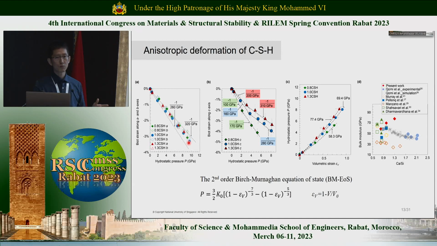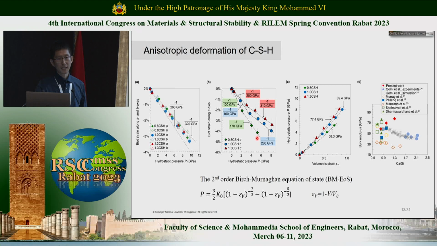We also have many other works showing that even if you include aluminium in the CSH structure, it doesn't change the incompressibility within the plane of CSH. What's really different among different CSH samples is that its incompressibility perpendicular to the plane is very different. It can range, for example, for these red triangles, CSH of a relatively large calcium to silica ratio, 1.3, versus these green ones, calcium to silica ratio of 0.8. The incompressibility can be different by 2 to 3 times.